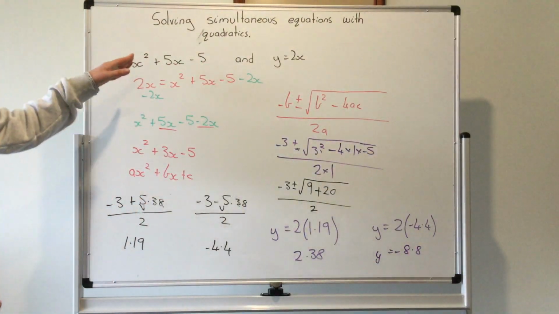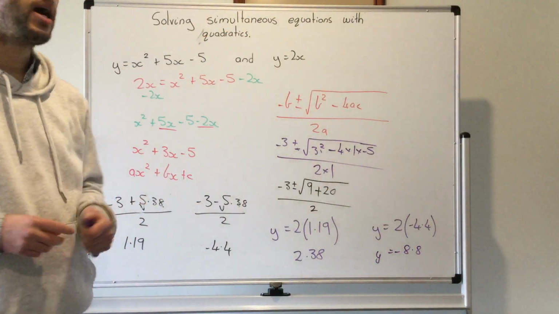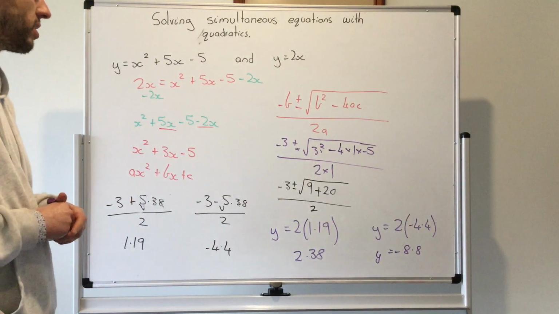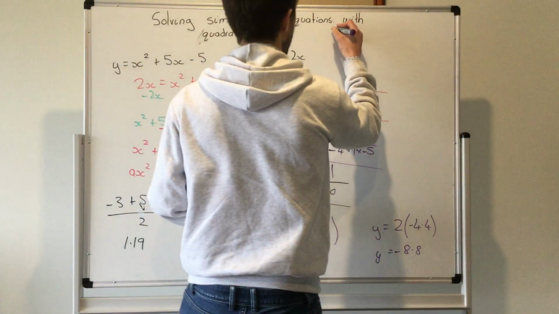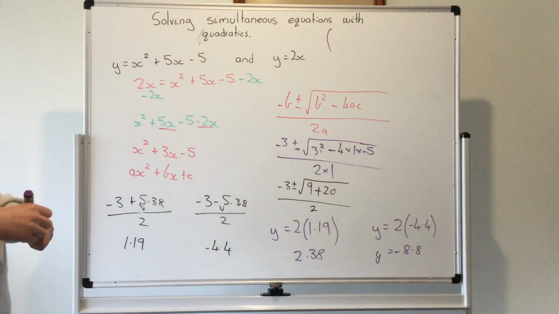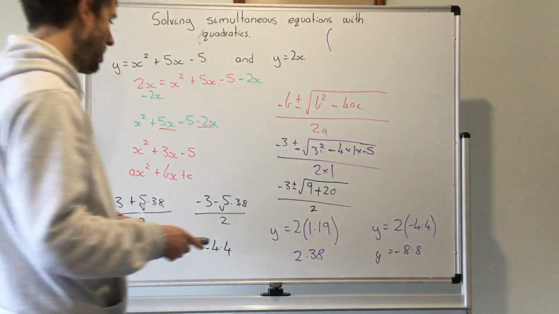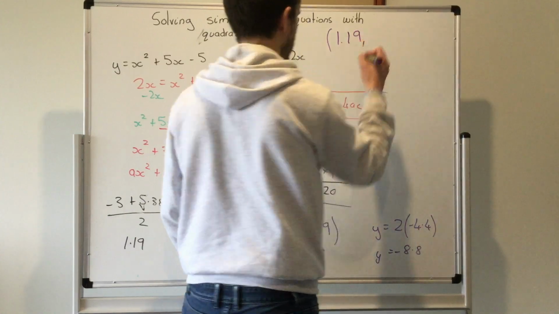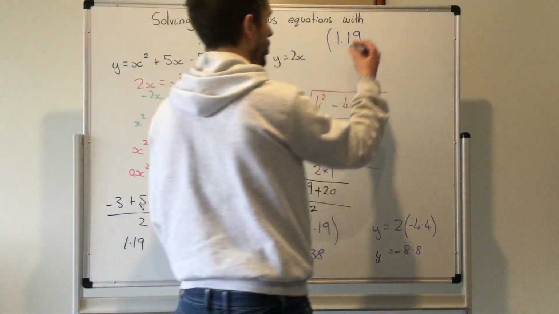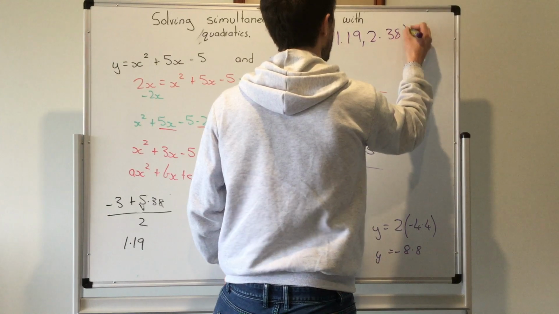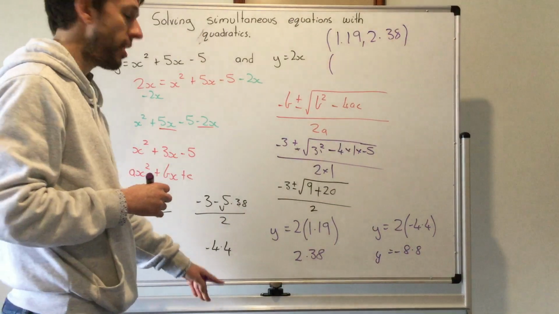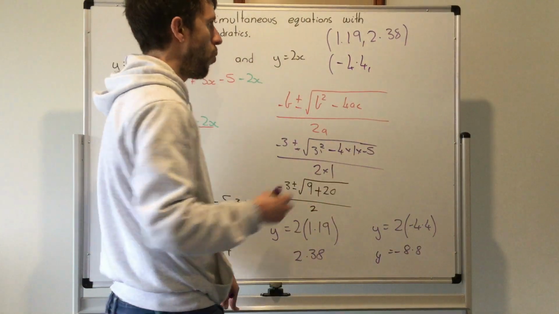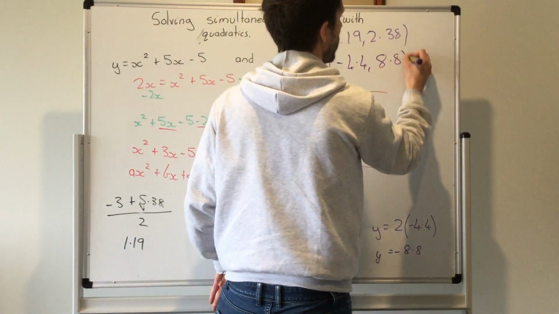So if we go back to this question, we're solving simultaneous equations with quadratics and where they intersect. So I know they are going to intersect when we have an x of 1.19 and a y of 2.38. And I also know that they are going to intersect when we've got an x of -4.4 and a y of -8.8.